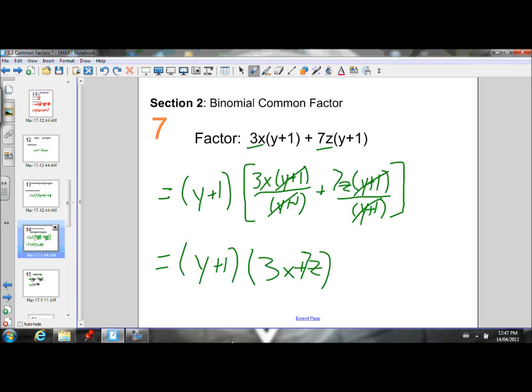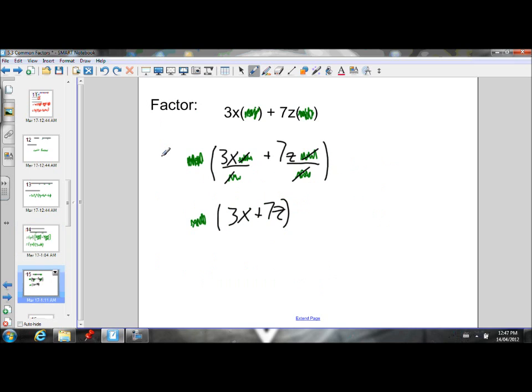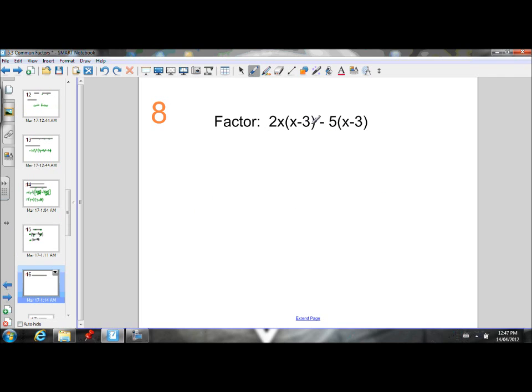Okay, so if we go ahead and try another example like this. I have a 2x times x minus 3 minus 5 times x minus 3. You'll notice both of these terms share an x minus 3. Okay, x minus 3 is a binomial, a polynomial with 2 terms. I can take out the x minus 3, and each of these is divided by x minus 3, so the x minus 3s are gone, and what I'm left with is 2x minus 5. So these ones are nice and fast to do.